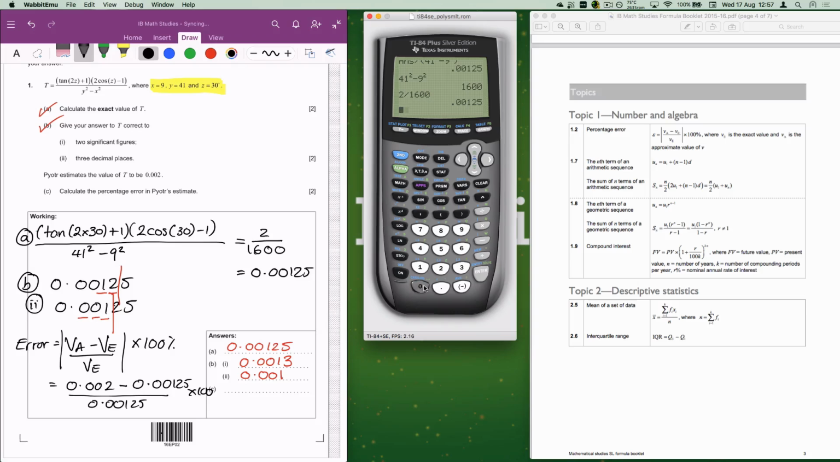So we do 0.002 minus 0.00125. Press enter. Don't worry about this just yet. We'll work it out. Then we're going to divide by 0.00125, which was the exact value. Press enter. We times by 100. And this gives us an answer of 60%. And that's that question done.